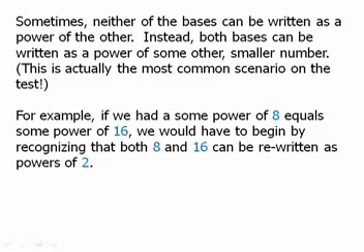For example, if we had some power of 8 and some power of 16, we can't write 16 as a power of 8, we can't write 8 as a power of 16. We would have to begin by recognizing that both 8 and 16 can be rewritten as powers of 2. So we'd have to rewrite each base as a power of a common smaller number, and then by using the laws of exponents, we can get everything to equal bases and set the exponents equal.